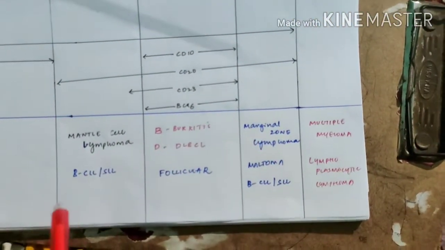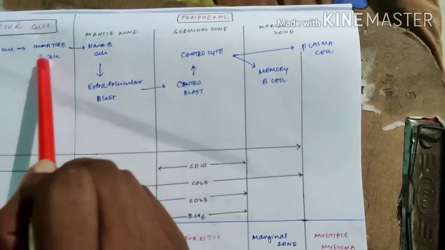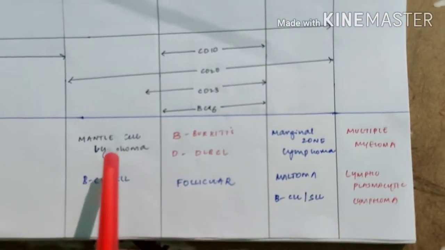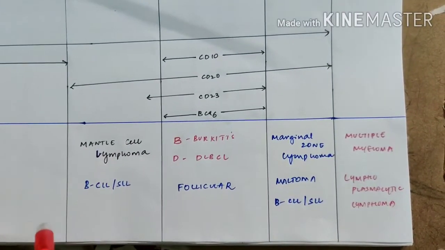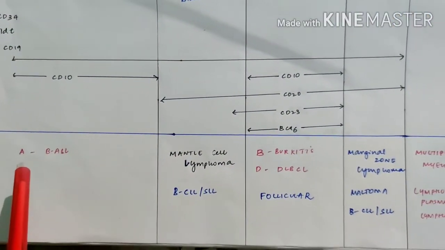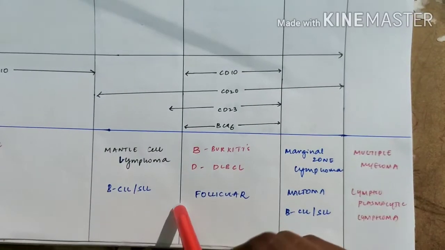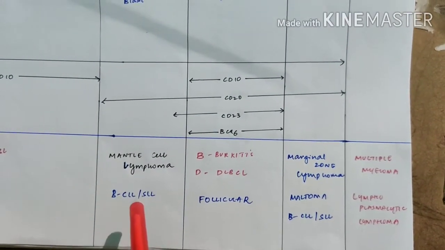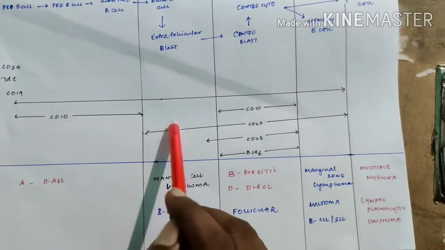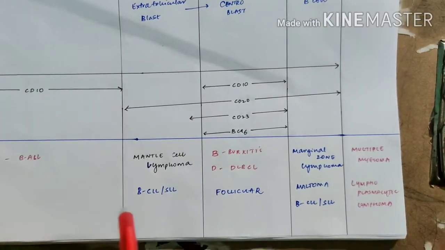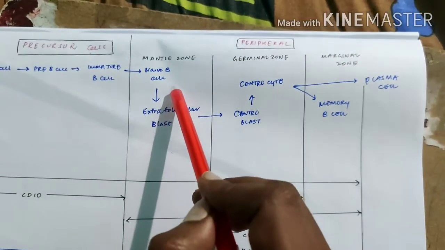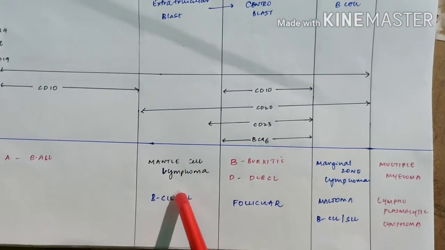Then the precursor cells come into the mantle zone. In the mantle zone there is mantle cell lymphoma and B-CLL, SLL. This is acute lymphoblastic leukemia. This is a site, so chronic lymphocytic leukemia or small lymphocytic leukemia. The cells are a little bit mature, so the blastic leukemia will convert to lymphocytic leukemia, which is chronic. As it is the mantle zone, mantle cell lymphoma.